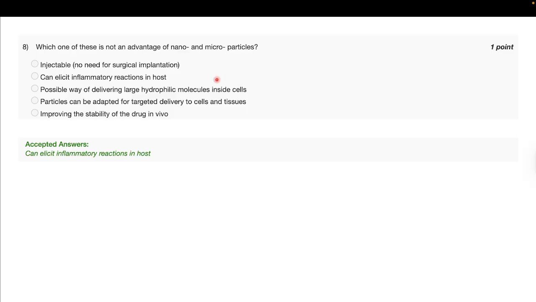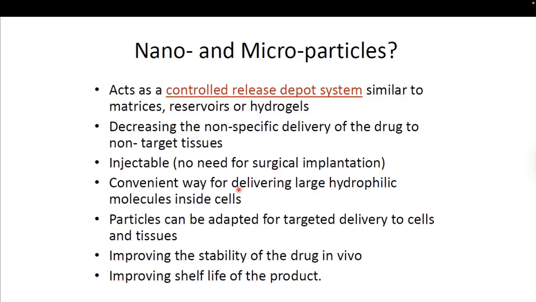It's again an advantage. Particles can be adapted for targeted delivery to cells and tissues. Yes, you can do that. And it also improves the stability of the drug in vivo. So the only disadvantage of having micro and nanoparticles is it can elicit inflammatory reactions in the host. Some of these points are also listed in this slide. You can go over it later on if there is a confusion.